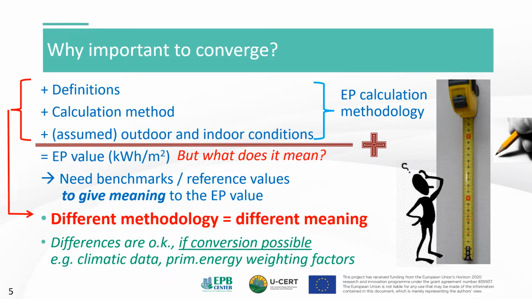While certain differences are okay, if it's possible to make a conversion, for instance, if you have climatic data or primary energy weighting factors that are different, you could replace these by reference data, and then you could compare on the basis of these reference data. But in general, if a method is different, it cannot be compared.